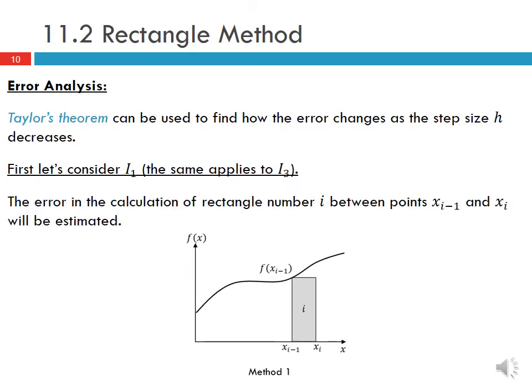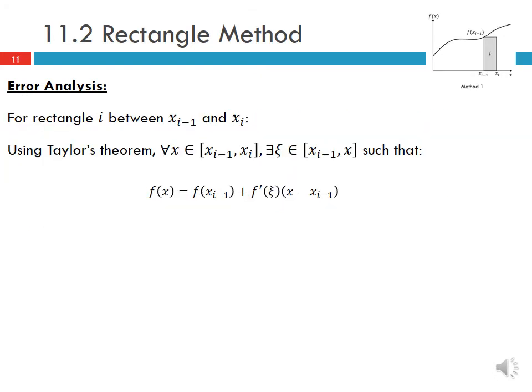The error in the calculation of the rectangle number I between points x_{i-1} and x_i will be estimated as we go through here. We're going to go through it with the first method, and again, it also applies to the third method. For rectangle I between x_{i-1} and x_i, using Taylor's theorem, we can say that for every x in our interval, there exists a value c, which is between x_{i-1} and x, such that f(x) is equal to f(x_{i-1}) plus f'(c) times (x minus x_{i-1}).